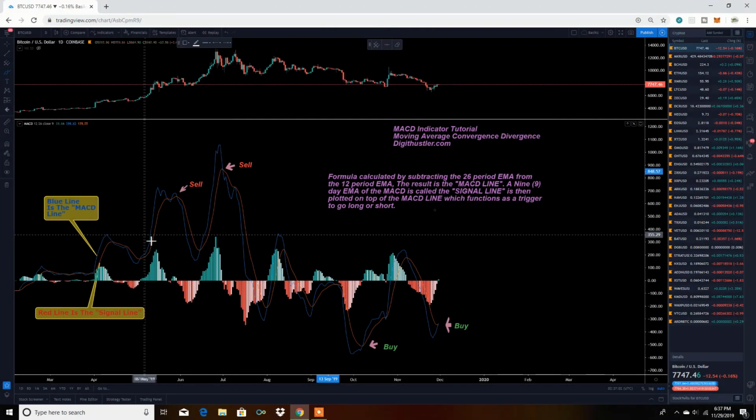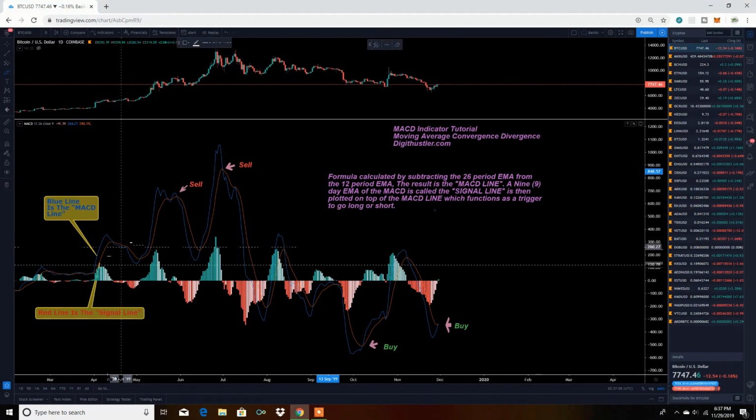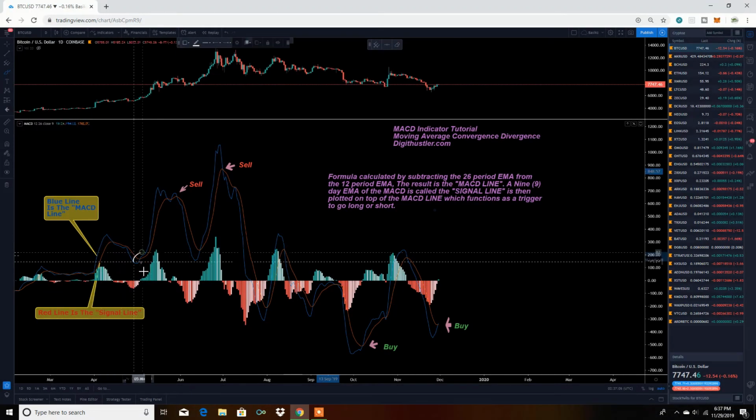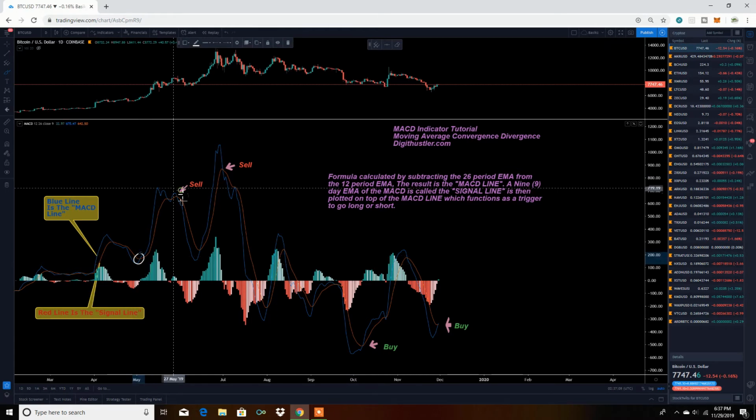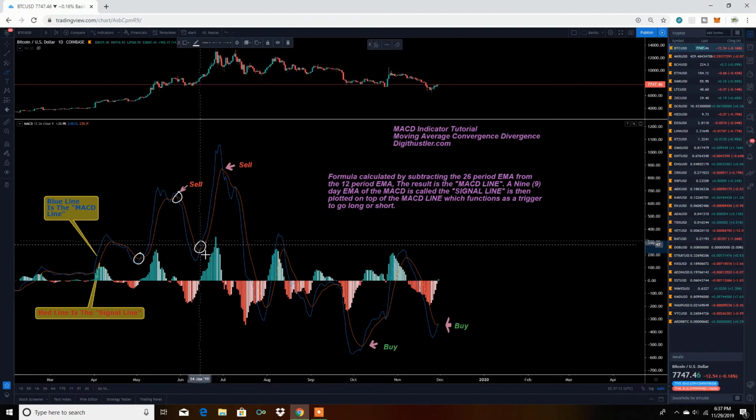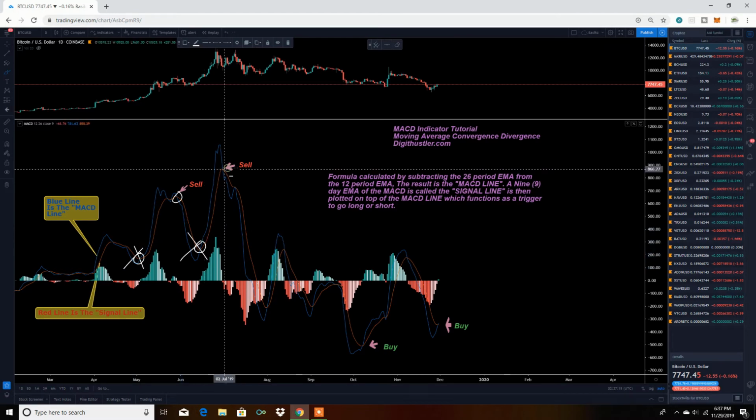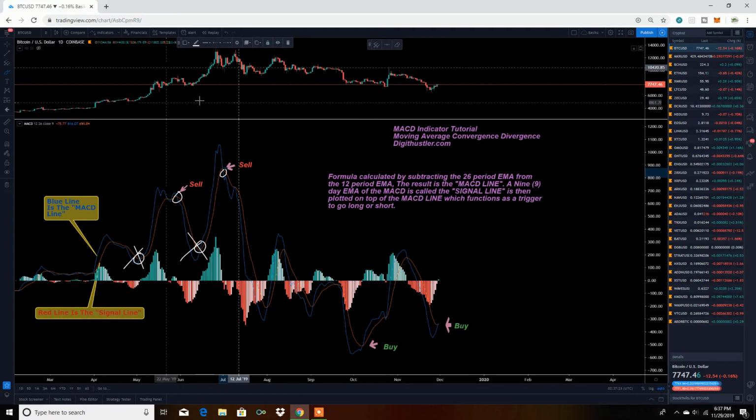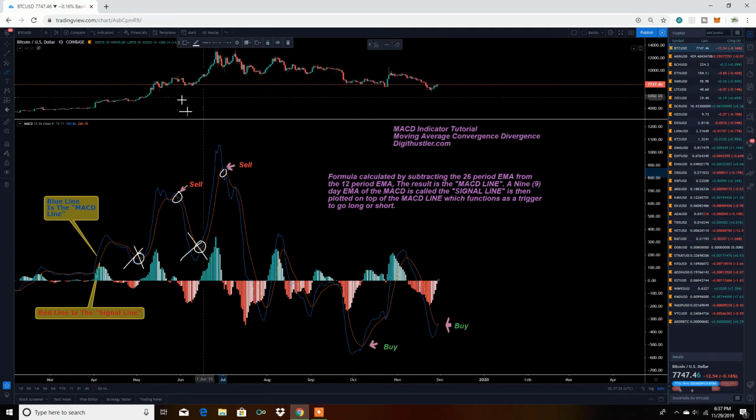Okay, so let me highlight this again for you. So right here, we would go long. Right here, we would go short. Then right here, we would go long. Okay, I'll put the X as where we go long. And the circle is where we go short. Okay. And if you look above, you could see this correlates with the price action above. Okay. Sell, long, sell. Okay.